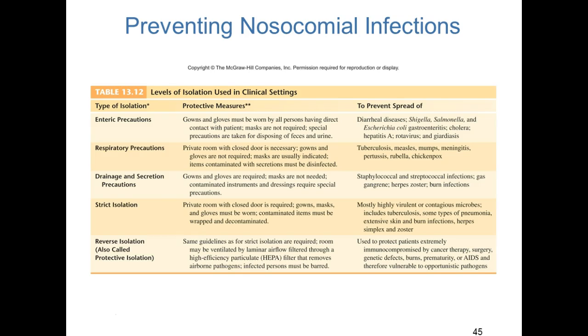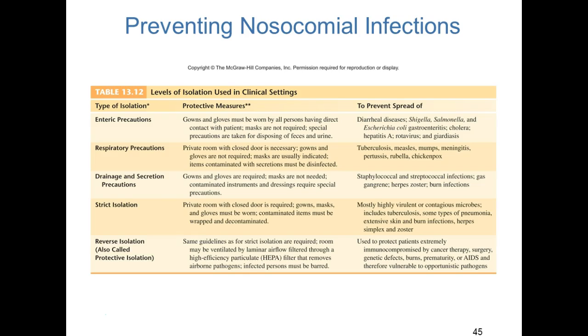There are a number of means of preventing nosocomial infections, and if you are going into nursing or a medical field, you'll learn more about these. Enteric precautions are those that we take with people who have diarrhea, rotavirus, for example, Giardia. Respiratory precautions we would take with people that have tuberculosis and things that are spread through the respiratory route, such as measles, mumps, meningitis, pertussis, rubella, and chickenpox.